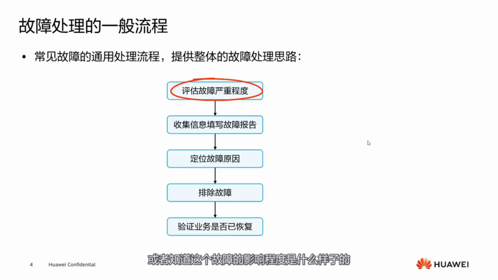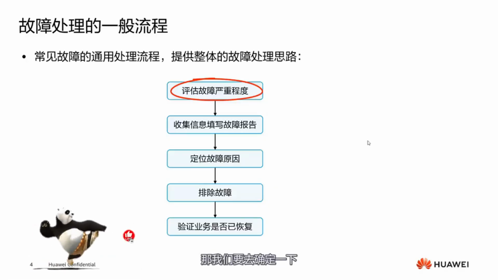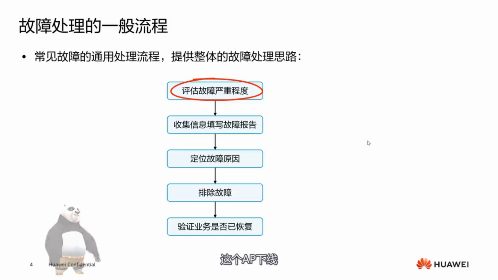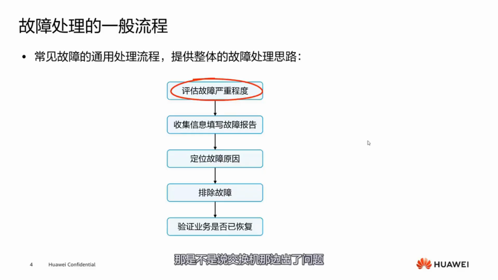Understanding the phenomenon of a fault or knowing the impact level of a fault often causes our troubleshooting speed to change significantly. For instance, if your AP goes offline, we need to determine if it's a small-scale or large-scale outage, as different investigation methods are required. A large-scale issue may indicate a core problem, while a small-scale one might suggest an issue with a switch. So, the first step in assessing the severity of the fault is a very important part.